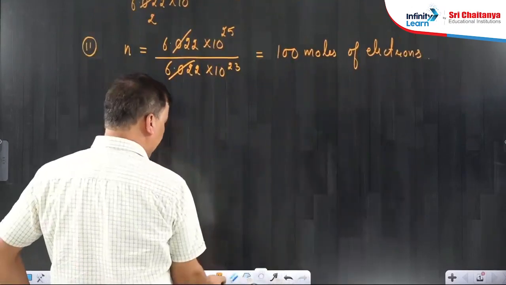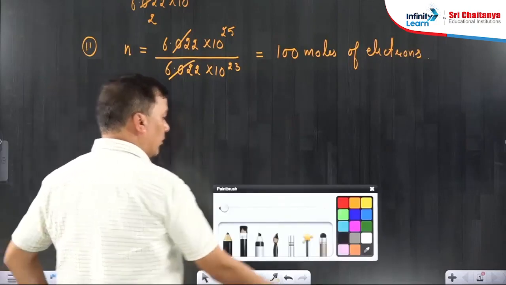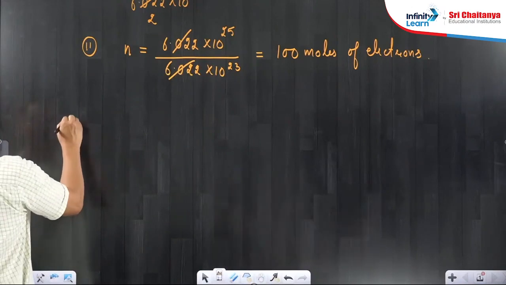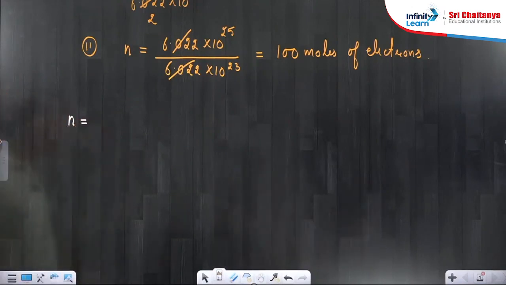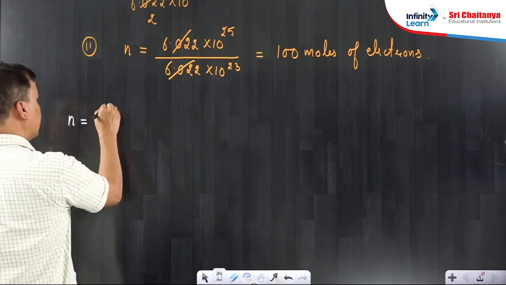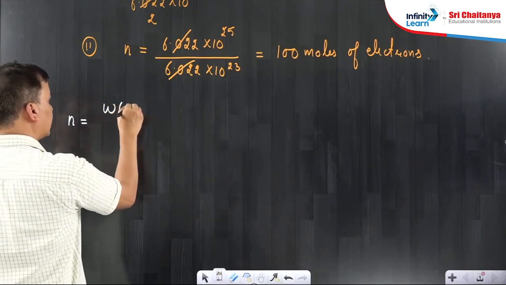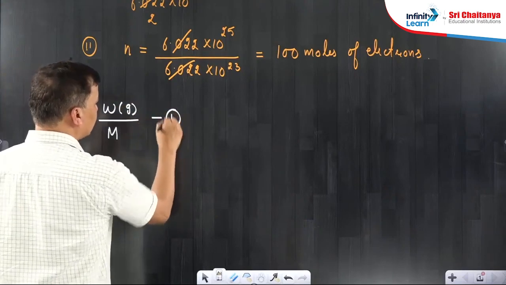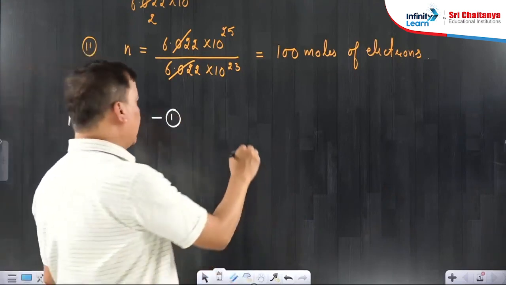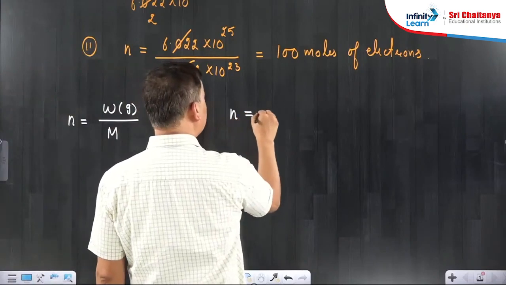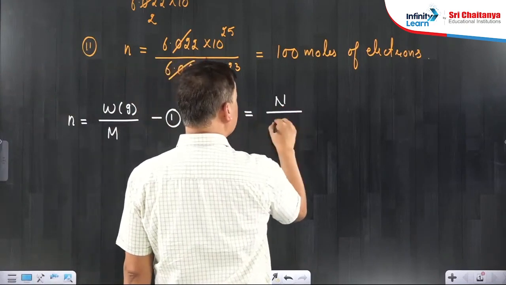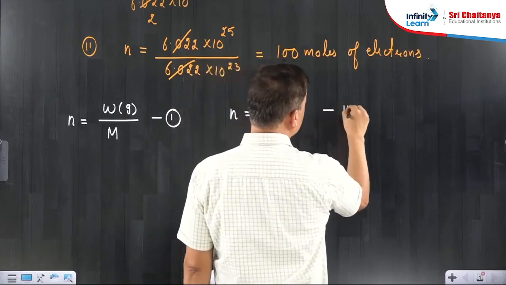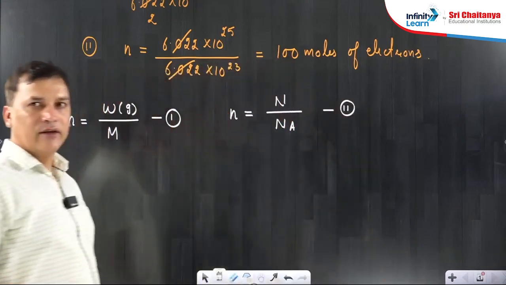Now we have the two formulas and we will club these two formulas. My dear friend, I am writing here. We have two formulas to calculate the number of moles. Number of moles is equal to the given mass in grams divided by molar mass. And the second one, number of moles is equal to given particles upon what? Avogadro's number. Is that clear? These are only two formulas here.